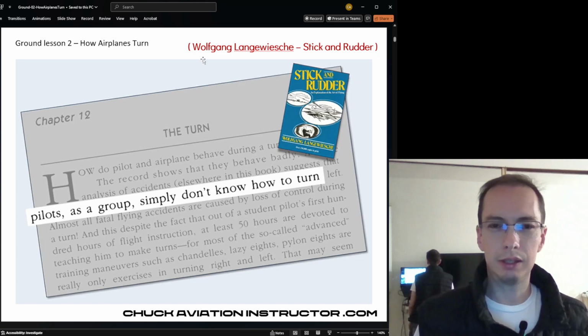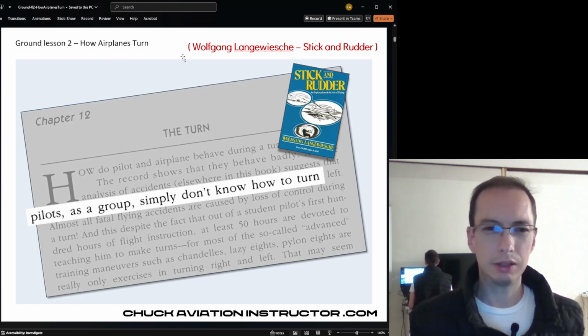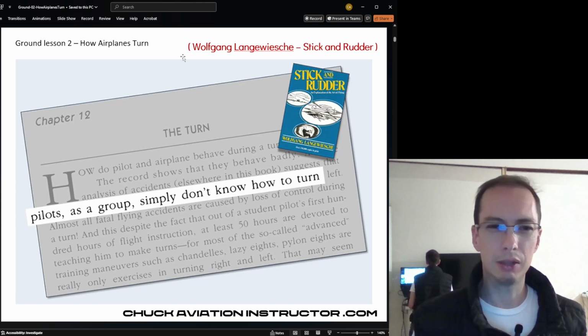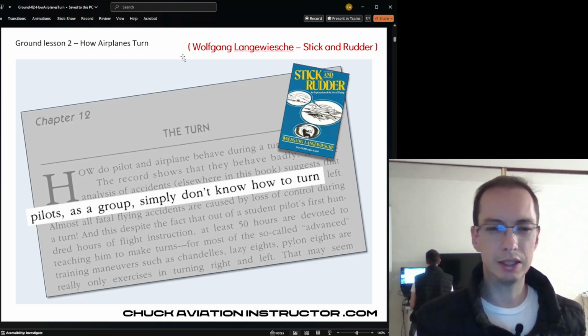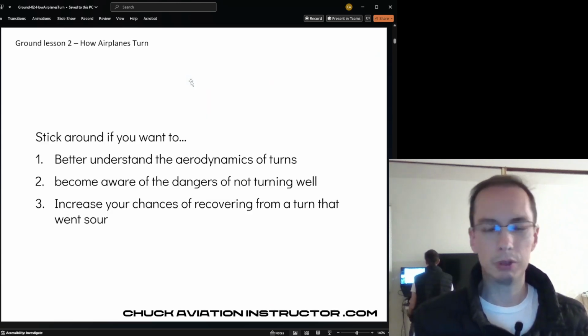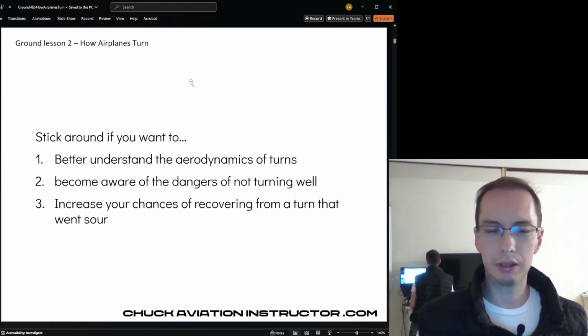And this is not anything new. In the 1930s, Wolfgang Langewiesche mentioned that pilots as a group simply don't know how to turn. That was true when he wrote Stick and Rudder, and it continues to be true now. So stick around if you want to better understand how the aerodynamics of turns works.